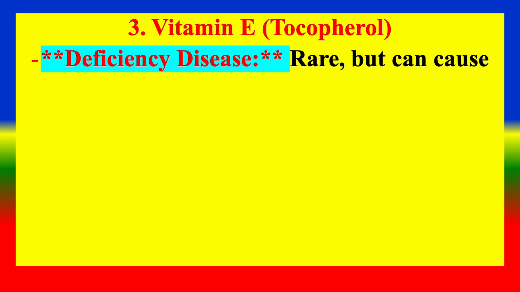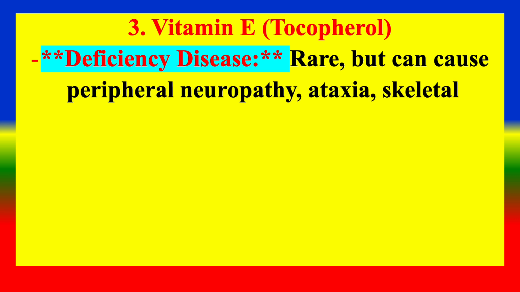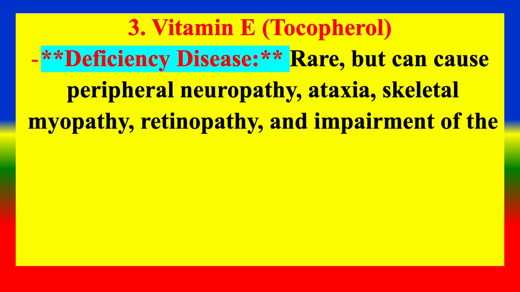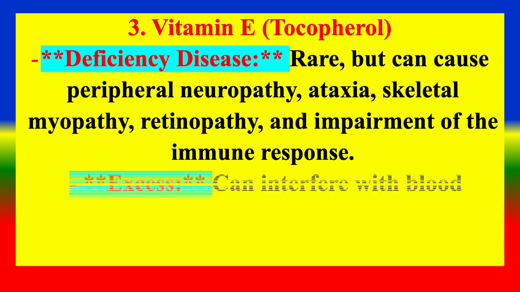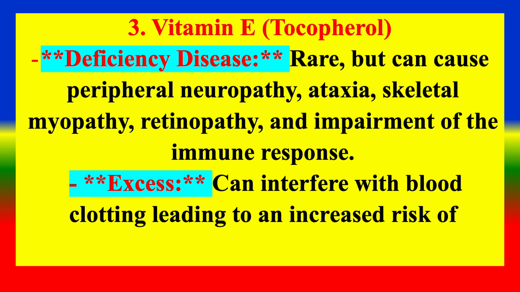3. Vitamin E, tocopherol. Deficiency disease: rare, but can cause peripheral neuropathy, ataxia, skeletal myopathy, retinopathy, and impairment of the immune response. Excess can interfere with blood clotting and can increase the risk of hemorrhage.